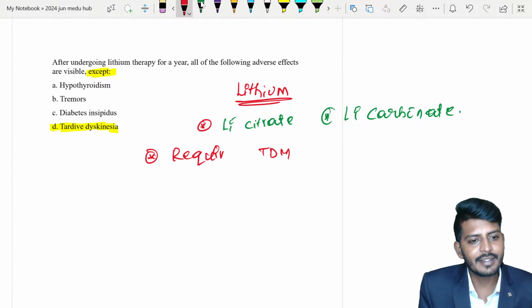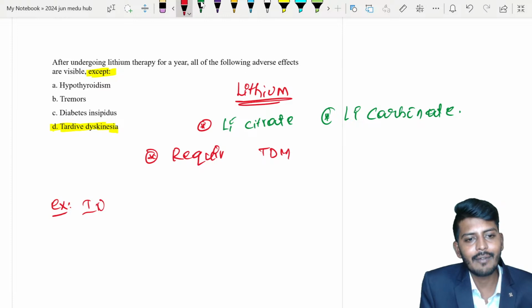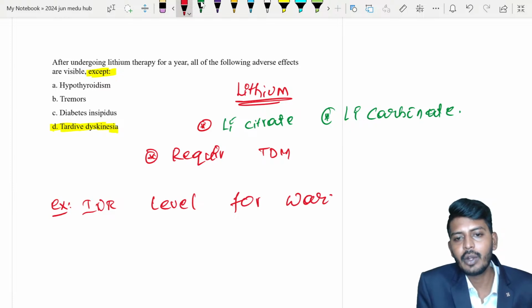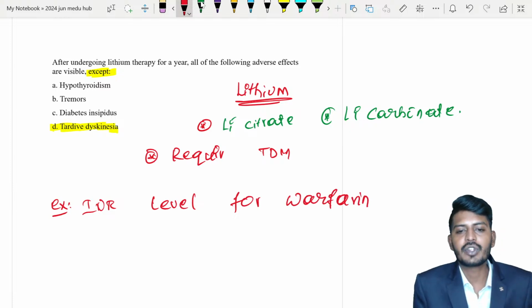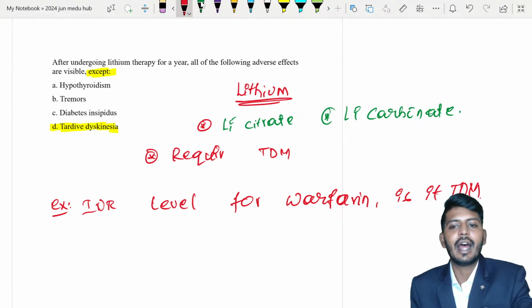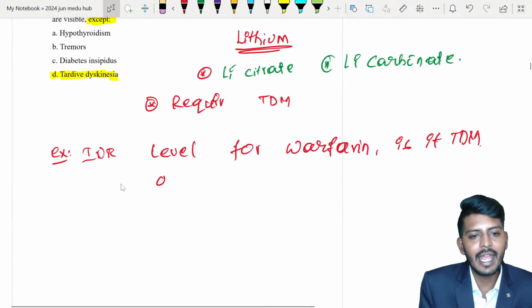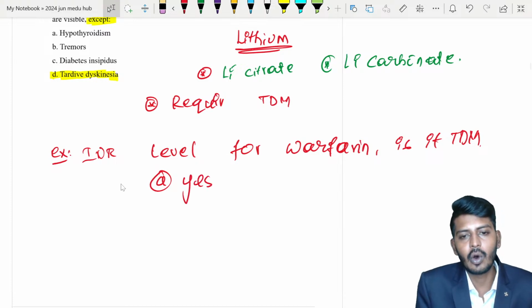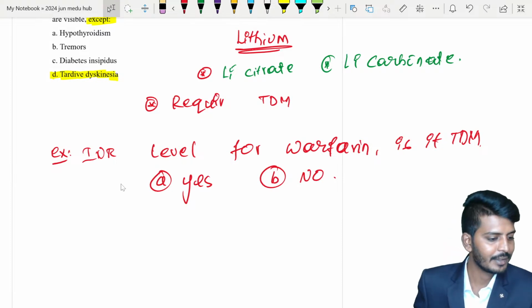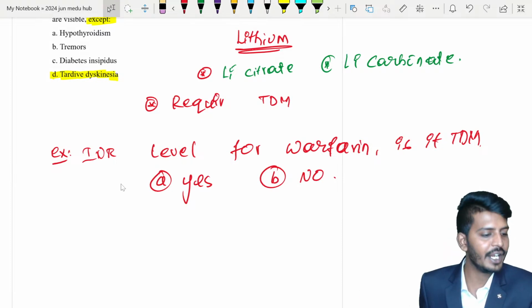what are we doing? We are doing INR level for warfarin. Now the question is, is it TDM? You are checking for INR. So is it TDM? Option A is yes, option B is no. Tell me quickly, yes or no? Is it therapeutic drug monitoring or not?